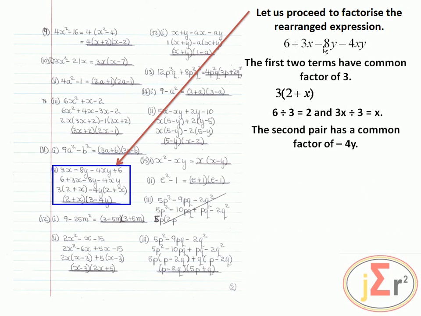On the other pair, we say that 8 and 4 have a common factor of negative 4, and the negative sign begins the second pair, so we use the sign that begins the second pair. 4 is the largest number that can go into 8 and 4, and no doubt, we have the presence of y in both terms. So negative 4y is our common factor.